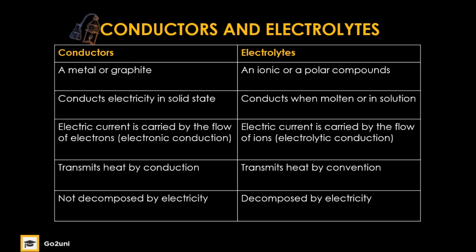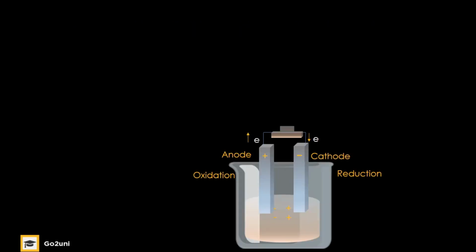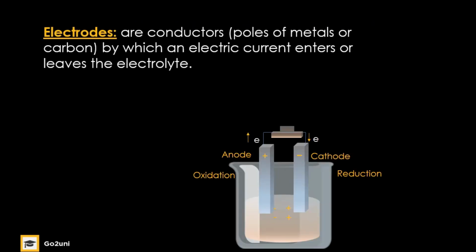So these are the differences between conductors and electrolytes. That is, pure conductors like the metals, and electrolytes, which are usually in liquid or aqueous states. So when we talk about conductors generally under electrolysis, conductors have a very unique name, especially the metallic conductors. And what are they called? They are simply called electrodes.